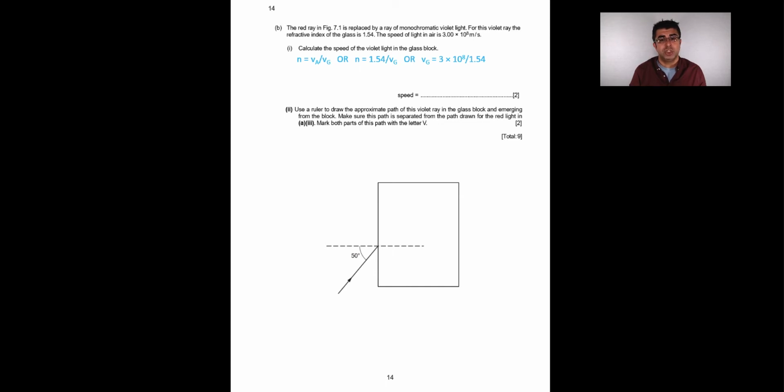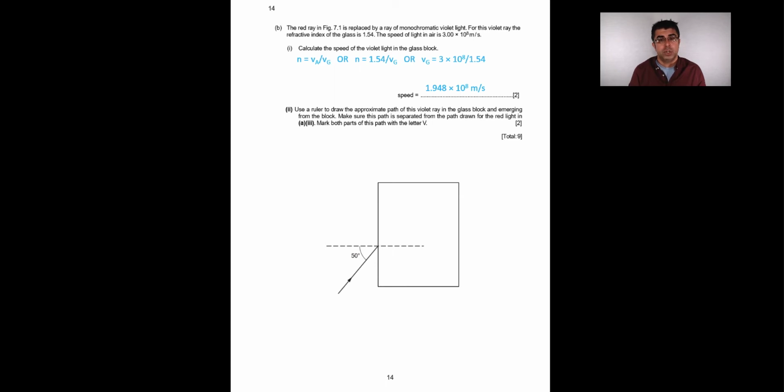If you rearrange, because you've already got the speed of light in the air, you should get roughly 2 times 10 to the power 8. Or in this case, 1.948 times 10 to the power 8. You do not need to leave your answer in standard form. However, units are important.